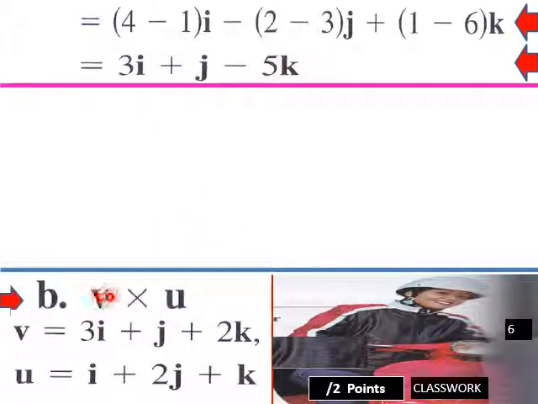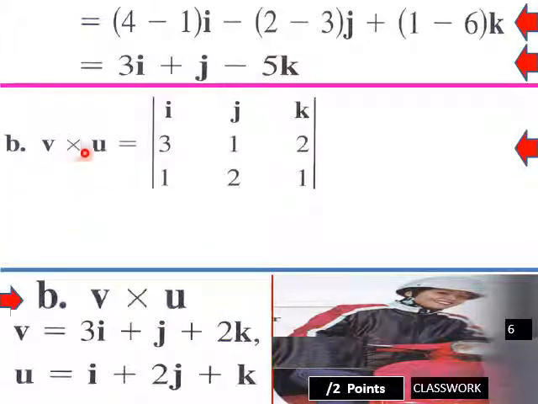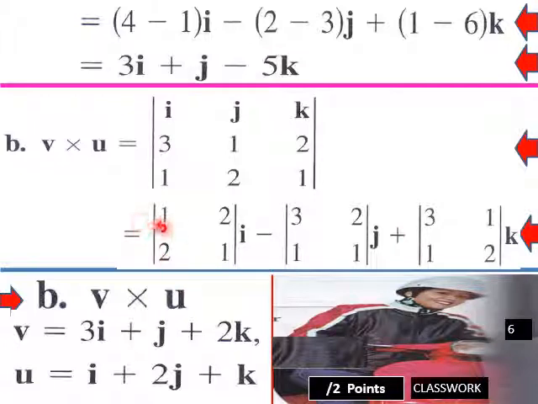So now what about part b? Instead of u times v, now we're going to go v times u. So for v times u, here is our array, i, j, k. V is our top row, 3, 1, 2, and then u would be our bottom row, 1, 2, 1. We do the same kind of process. So we end up with (1 times 1 minus 2 times 2) i, minus (3 times 1 minus 1 times 2) j, plus (3 times 2 minus 1 times 1) k.